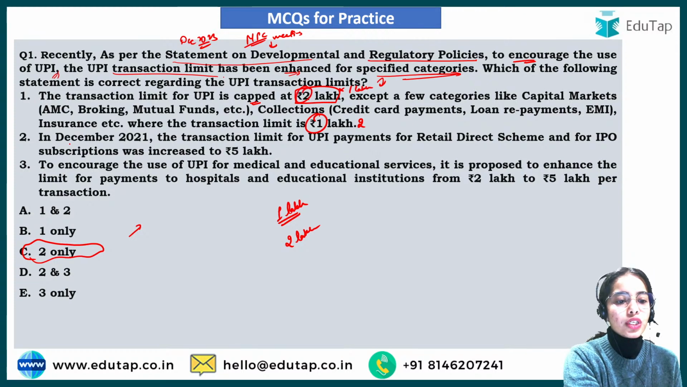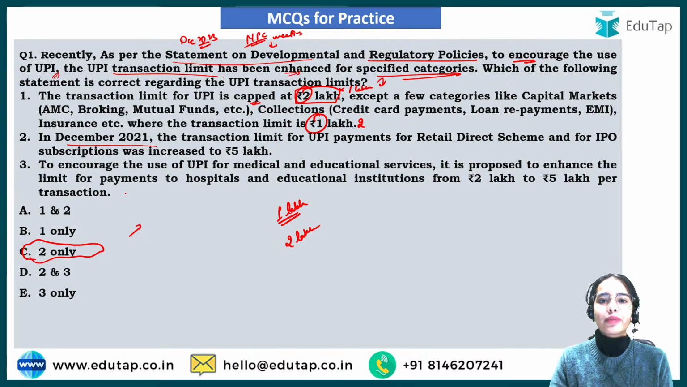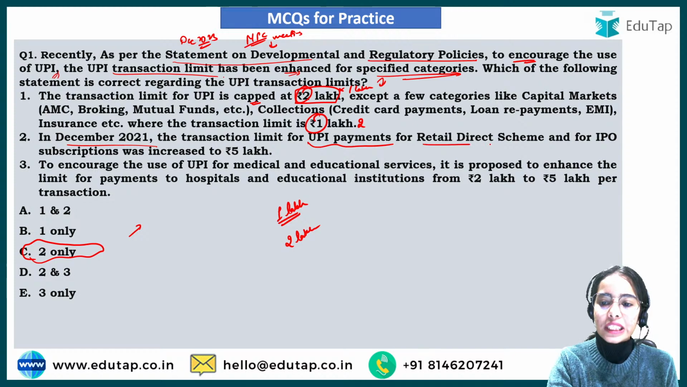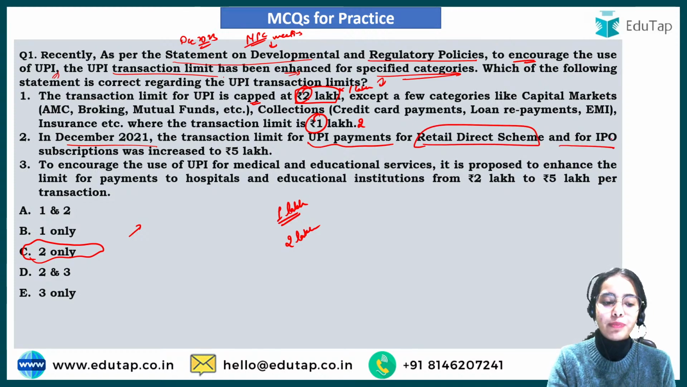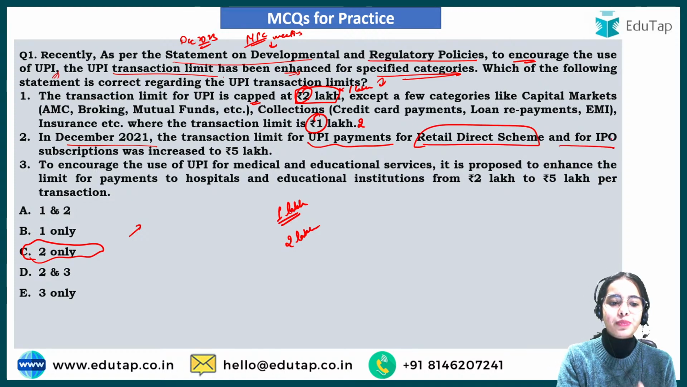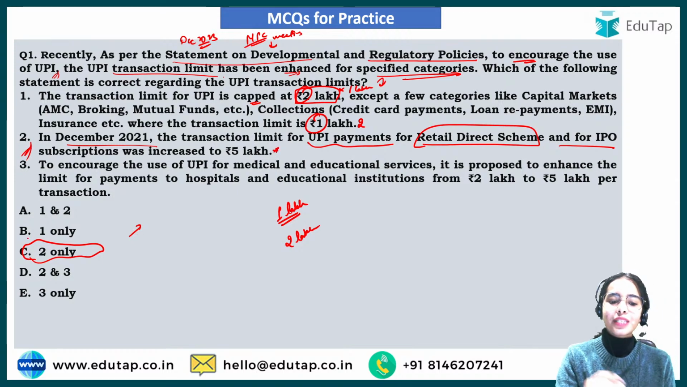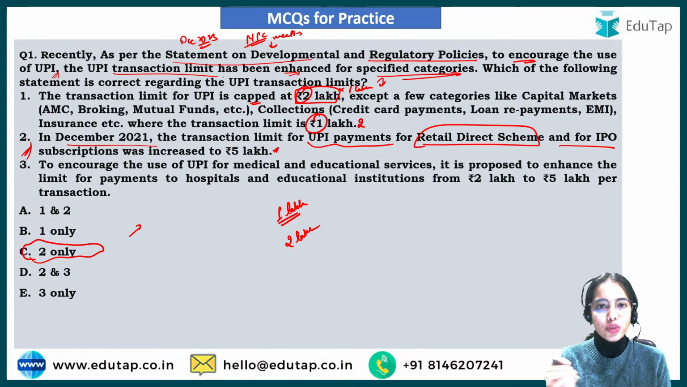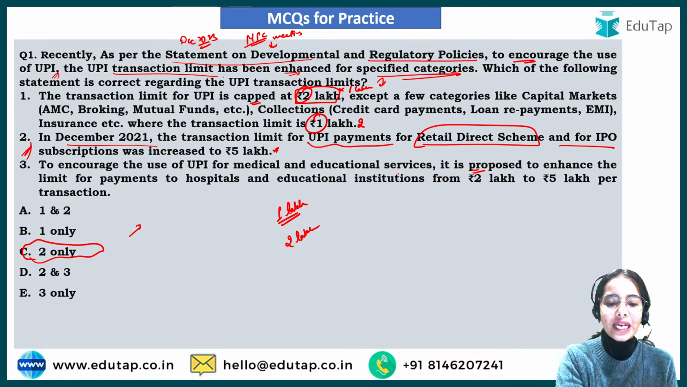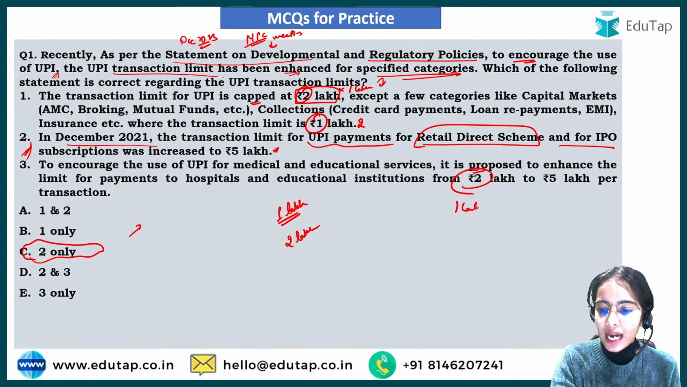In December 2021, it was decided by the Reserve Bank of India that the transaction limit for UPI payments for the retail direct scheme and for IPO, initial public offering, subscriptions was increased to 5 lakh. So this is absolutely correct. Now it has been said that to encourage the use of UPI for medical and educational services, it is proposed to enhance the limit from 1 lakh to 5 lakh.